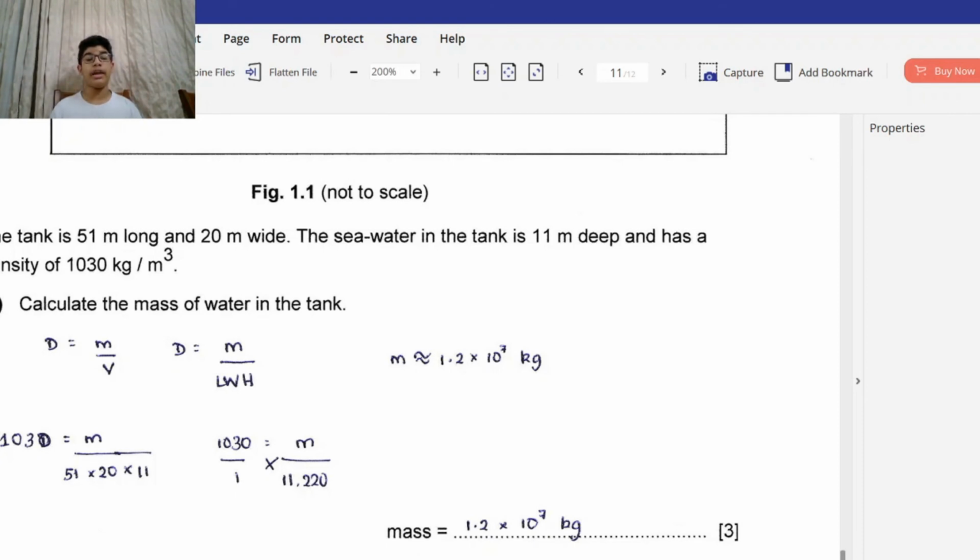So we're trying to find the mass. Density is again mass over volume. Volume is LWH, length times width times height, so you can see I've written it out. So 1030 is equal to mass over 51 times 20 times 11. So 1030 is equal to mass over 11,220. Cross multiply. Put this in your calculator, you'll get a really long answer. I've just approximated. The mass is 1.2 times 10 power 7 kilograms. You do not want to break this aquarium. You're going to have a lot of water coming at you.